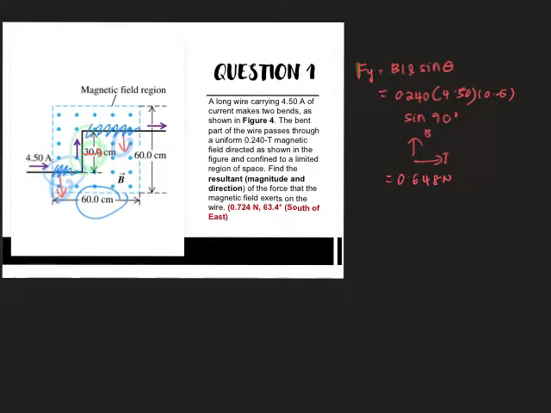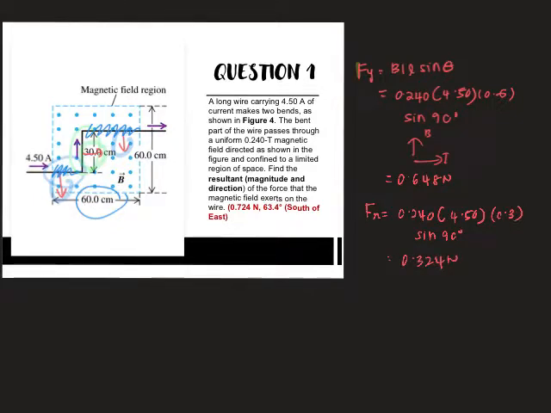Then we are going to do the x component. Fx, which is pointing to the right, is going to be 0.240 for the field, the current is 4.50, and the length is 30 centimeter, which is 0.3, sine 90. So you are going to get 0.240 times 4.50 times 0.3, which gives 0.324 Newton.